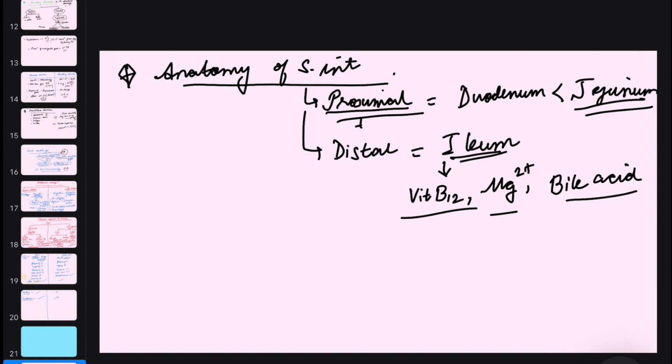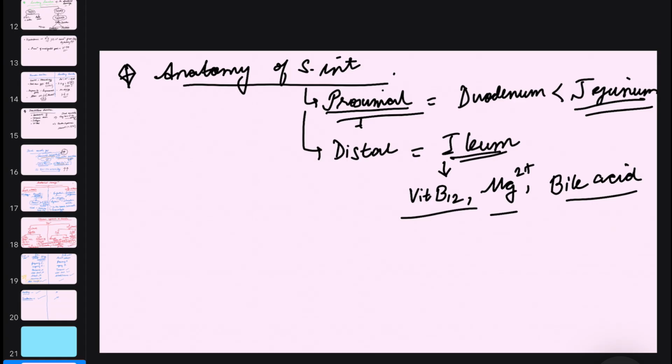So if there is a pathology which is actually involving the proximal small intestine, these three things will be spared. Their absorptions won't be hampered. Whereas if it's a distal ileitis or some kind of anomaly of the distal ileum, then these three things will obviously be hampered and the others will be spared. So an important clinical correlation thus appears.